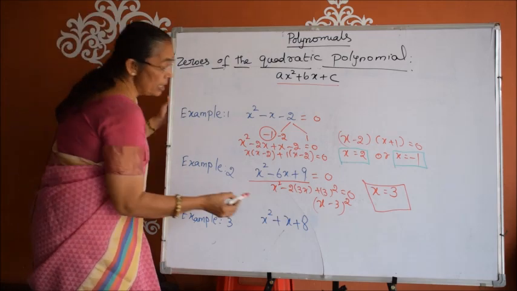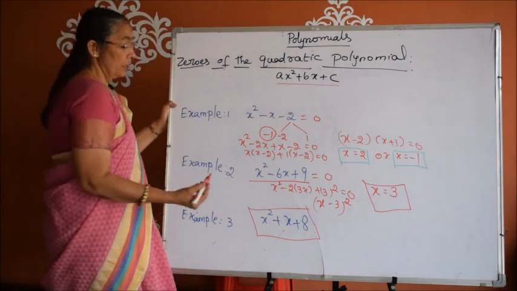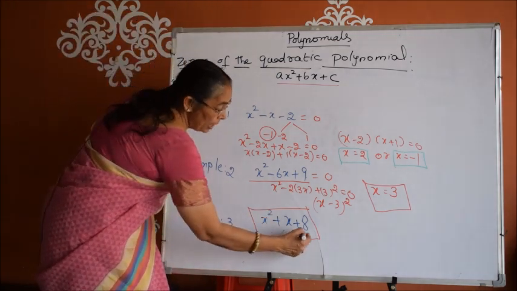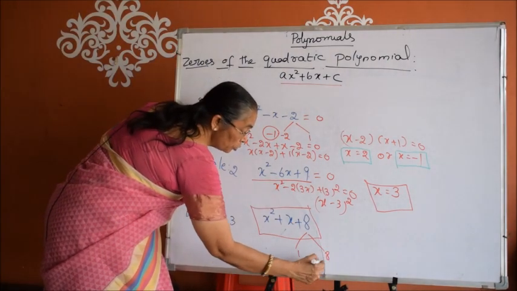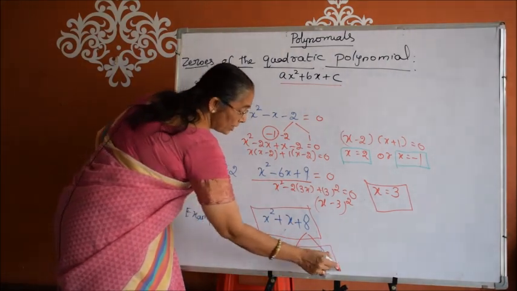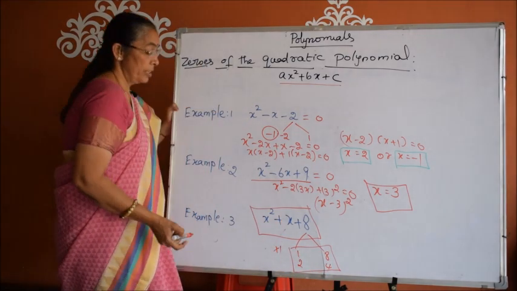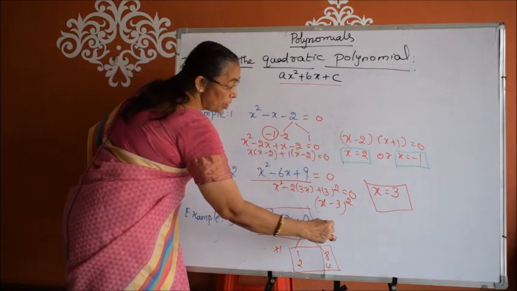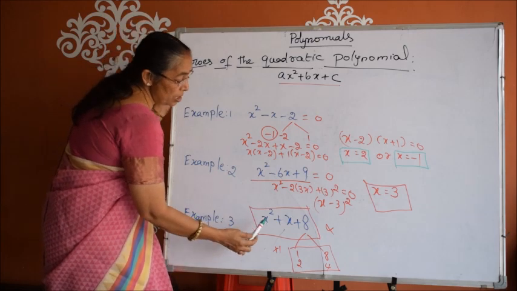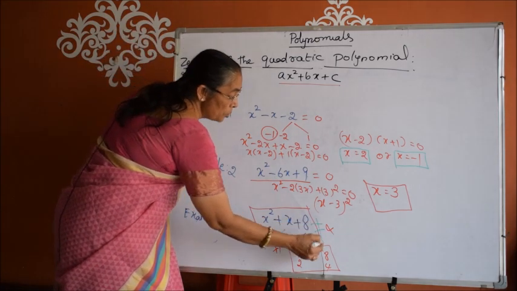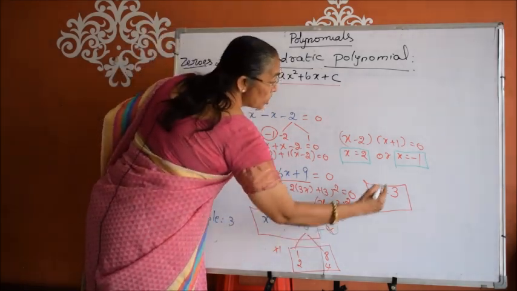Now, consider the third example: x square plus x plus 8. For this quadratic polynomial, the factors of 8 are 1 and 8, and 2 and 4, and none of these factors will give the sum as plus 1. Therefore, there are no zeros for this quadratic polynomial. There is no value of x for which the polynomial will become 0. So, this polynomial will never become 0. Therefore, there is no zero for this.